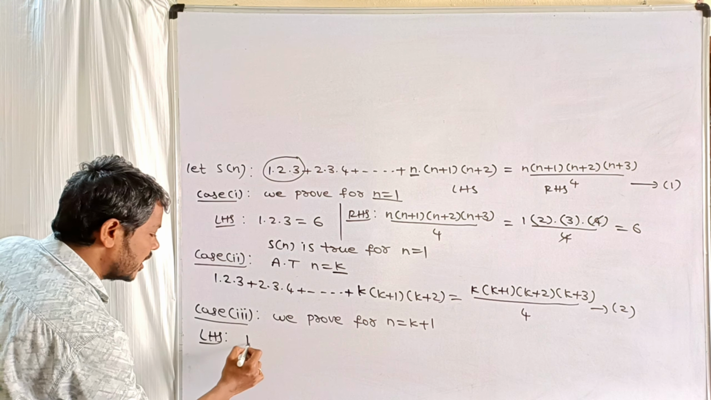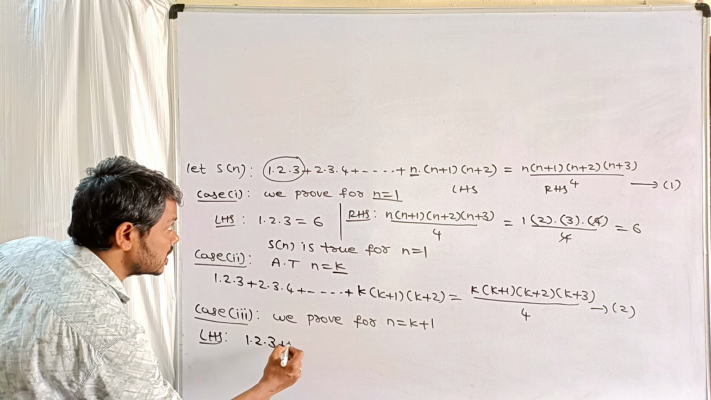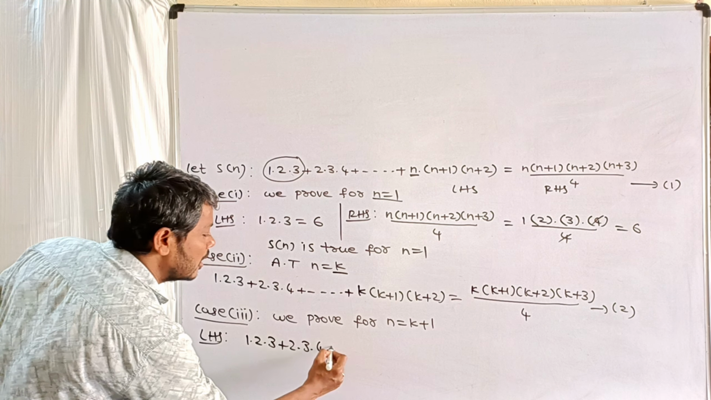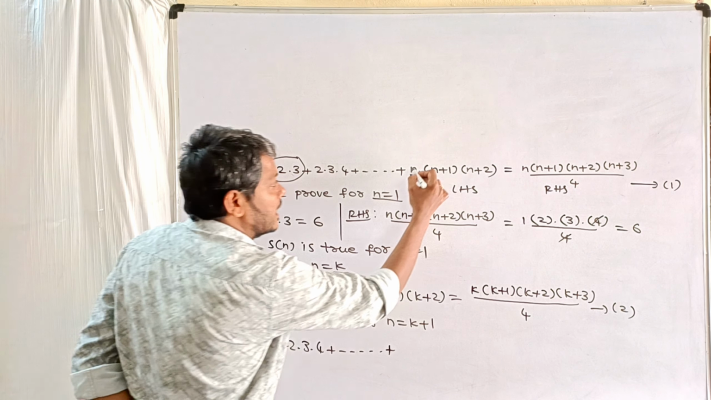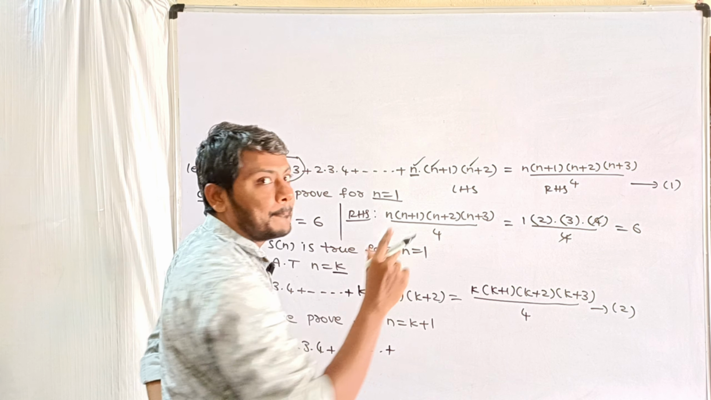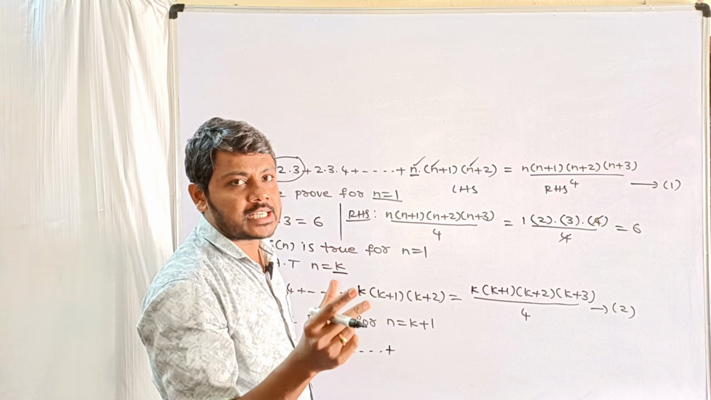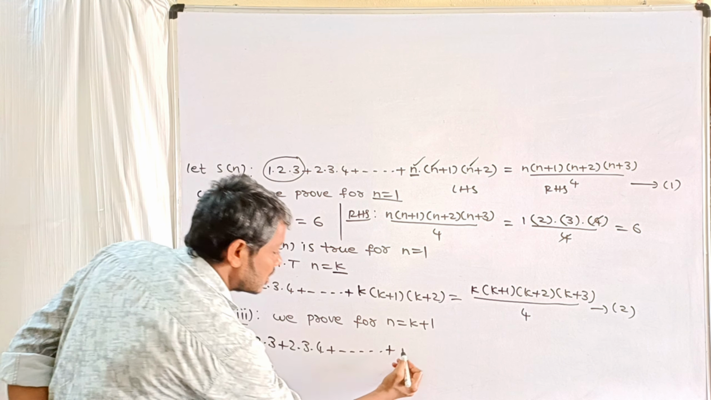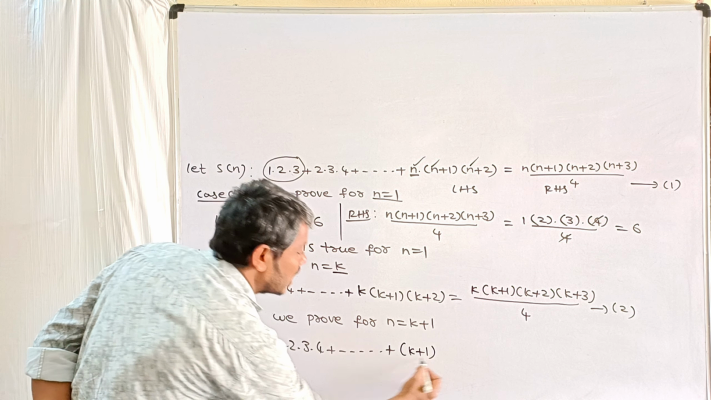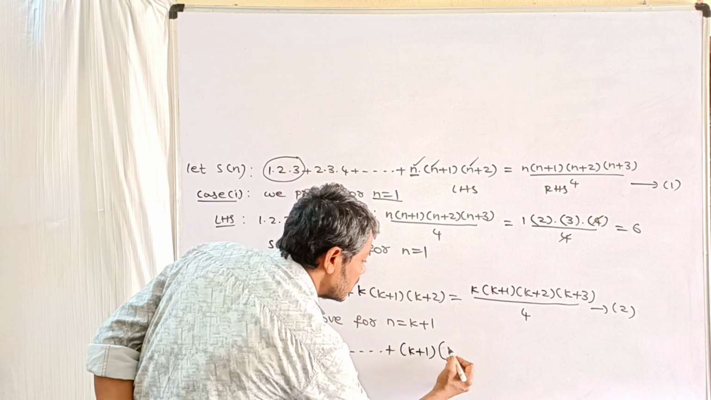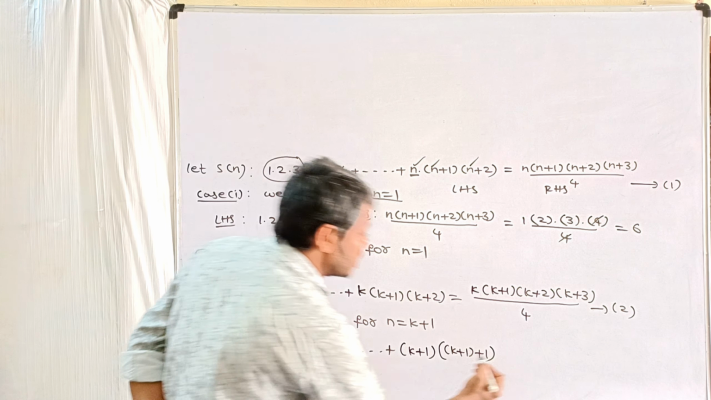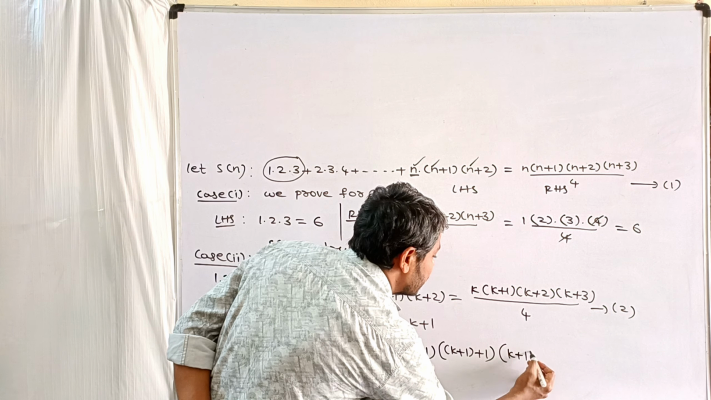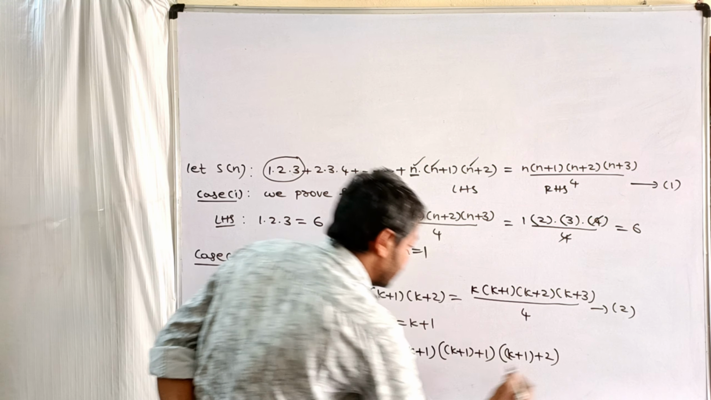This one: 1 into 2 into 3 plus 2 into 3 into 4 and so on, plus... see here, replace n by what? k plus 1. So we should mention the bracket for k plus 1. That is k plus 1. Next, k plus 1 plus 1. Next, k plus 1 plus 2.